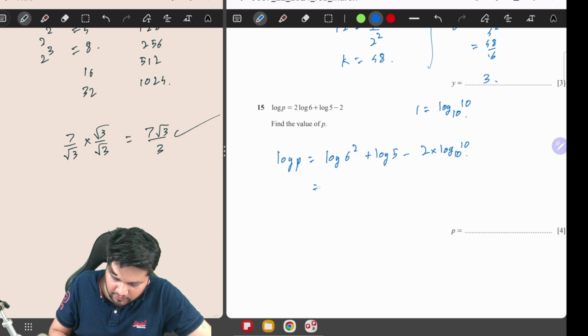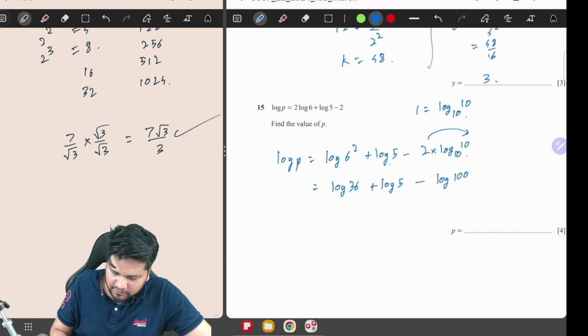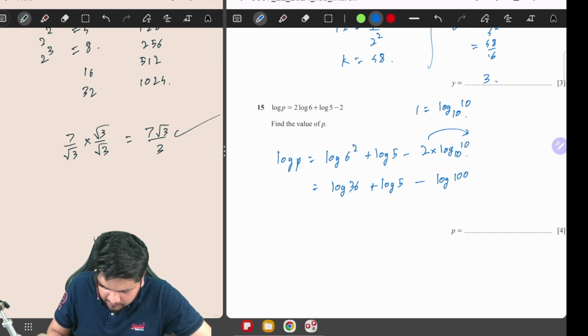So this is log 36. I'll keep log 5 as it is, log 5 minus, now this 2 will go up, it's going to be log 100. Of course, the base of all of these logs is 10 only. So we get log 100. That's it. So log p is equal to log 36.